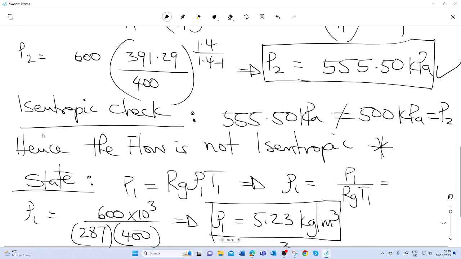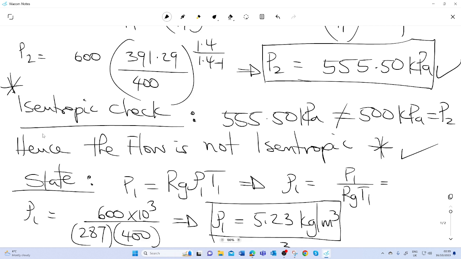Therefore, by checking the isentropic condition, the calculated 55.50 kilopascal is not equal to the given experimental 500 kilopascal. So therefore, the flow is not isentropic. Since the pressure is not equal, it's not isentropic.